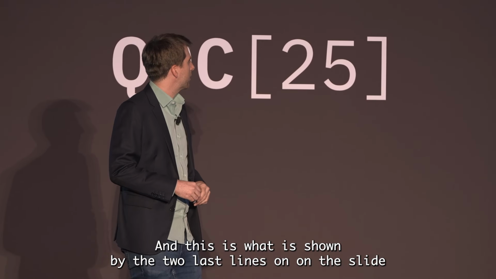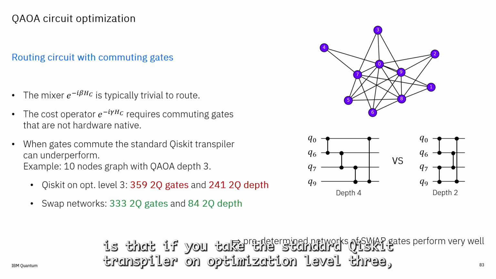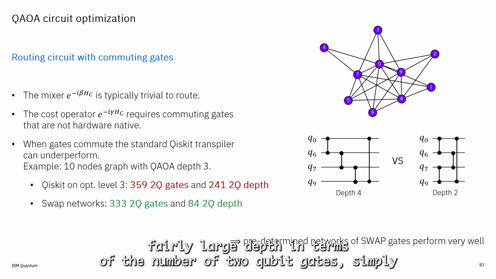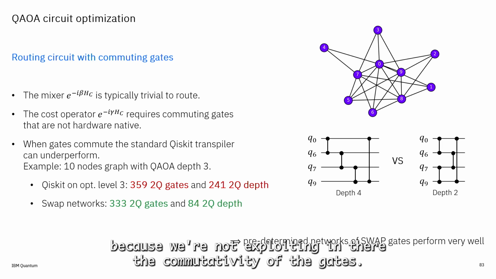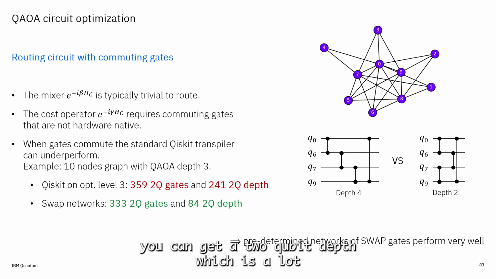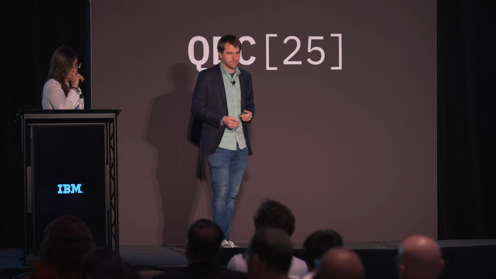And this is what is shown by the last two lines on the slide: if you take the standard Qiskit transpiler on optimization level 3 on some of the problems that you can see here, you will get a fairly large depth in terms of the number of 2-qubit gates, simply because we're not exploiting the commutativity of the gates. But if we use things like swap strategies, which I'll show next, you can get a 2-qubit depth which is a lot shallower, leading to better performance on hardware.